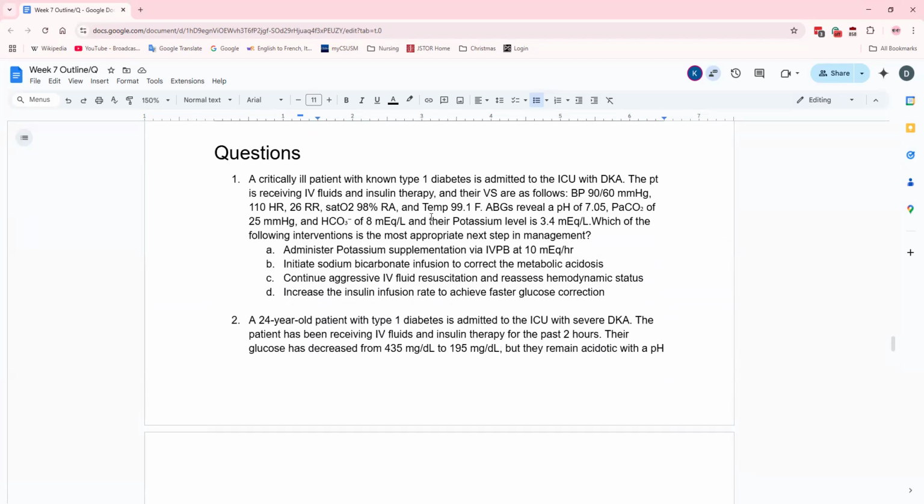Number 1, a critically ill patient with known type 1 diabetes is admitted to the ICU with DKA. The patient is receiving IV fluids and insulin therapy, and their vital signs are as follows: blood pressure 90/60, heart rate 110, respirations 26, SpO2 98% on room air, temperature 99.1 Fahrenheit. ABGs reveal a pH of 7.05, PaCO2 of 25, bicarb of 8, and their potassium level is 3.4. Which of the following interventions is the most appropriate next step?